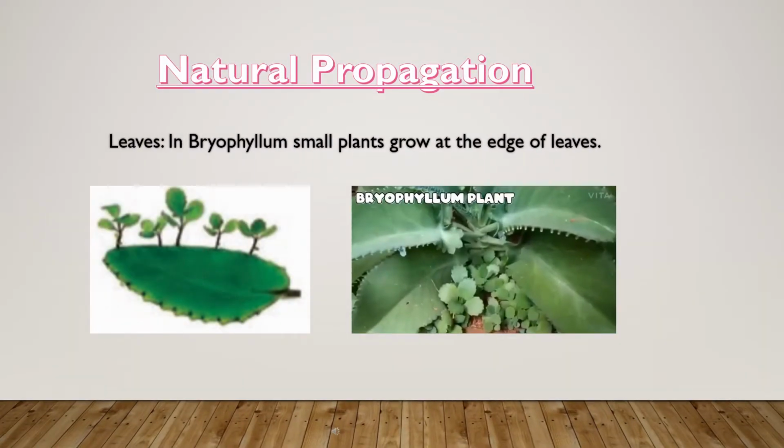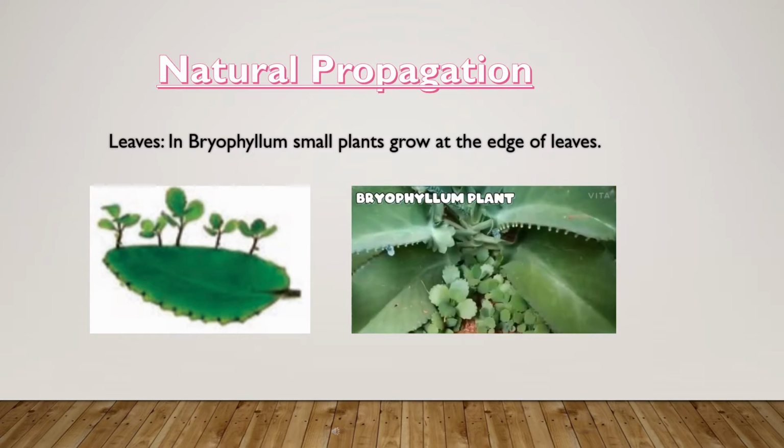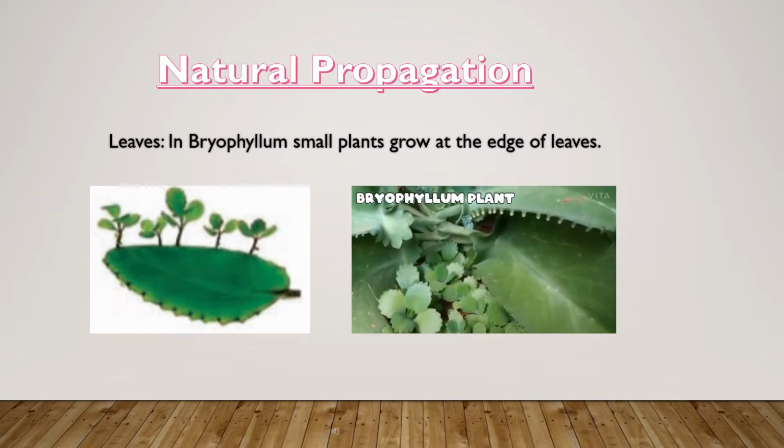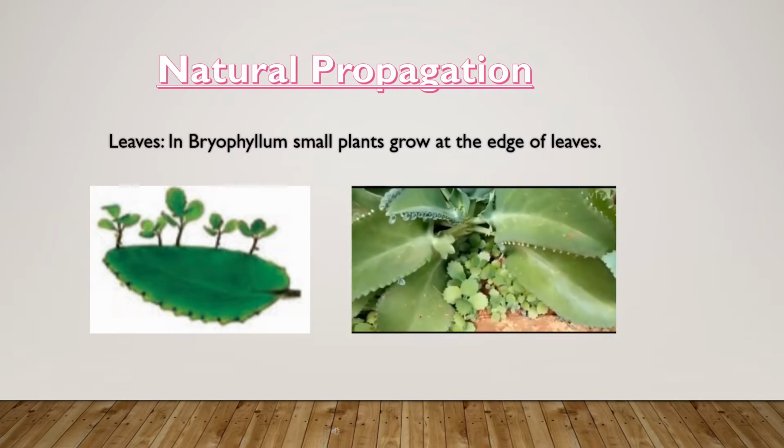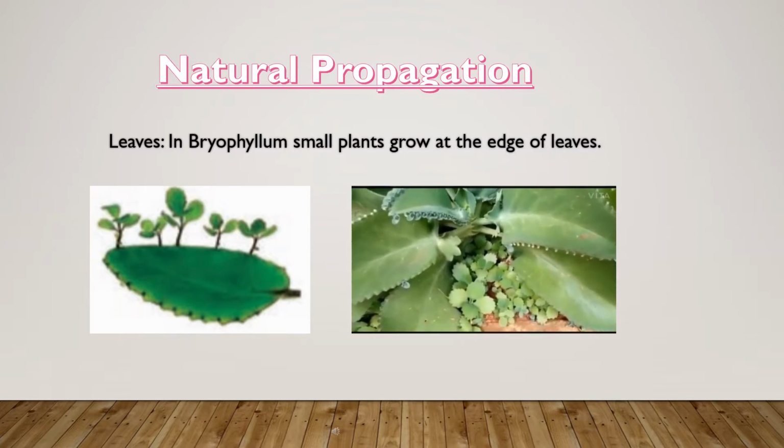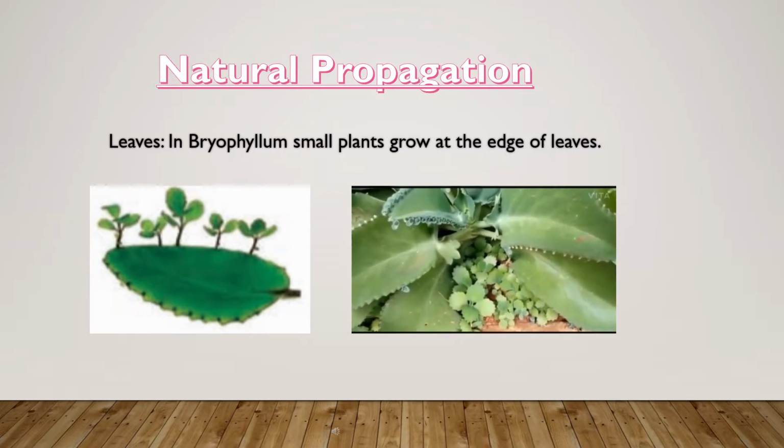Okay, children, let us observe this picture. What do you observe? Yes, a leaf with new plants. It is a bryophyllum plant. In the bryophyllum plant, small plants grow at the edge of the leaf.